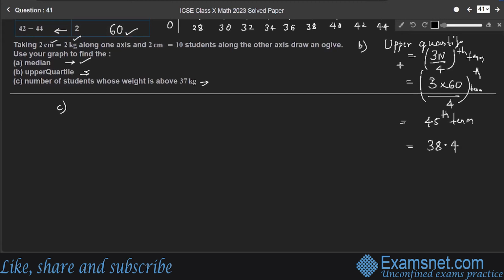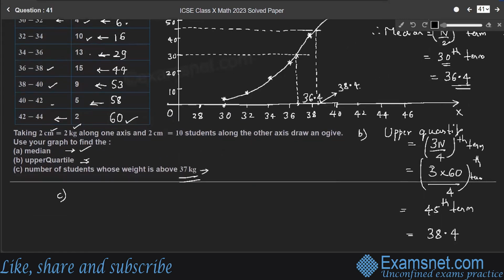So question C is number of students whose weight is above 37 kg. Above 37 kg. So from 37, in between 36 and 38, draw a dotted line to the graph. Let it meet the graph at some point. From that point, draw a dotted line to the y-axis. So in your graph, it meets the y-axis at 36, right? So after 36 students, their weight will be above 37 kg, right?